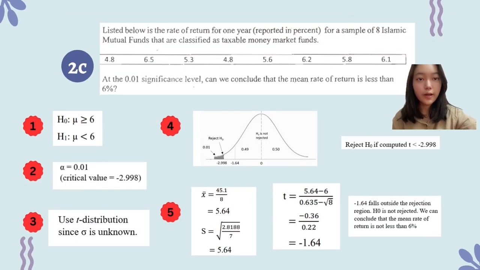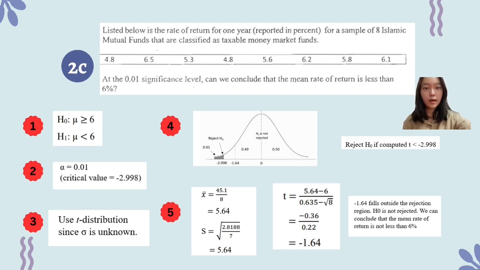Listed below is the rate of return for 1 year for a sample of 8 Islamic mutual funds that are classified as taxable money market funds. At a 0.01 significance level, can we conclude that the mean rate of return is less than 6%?